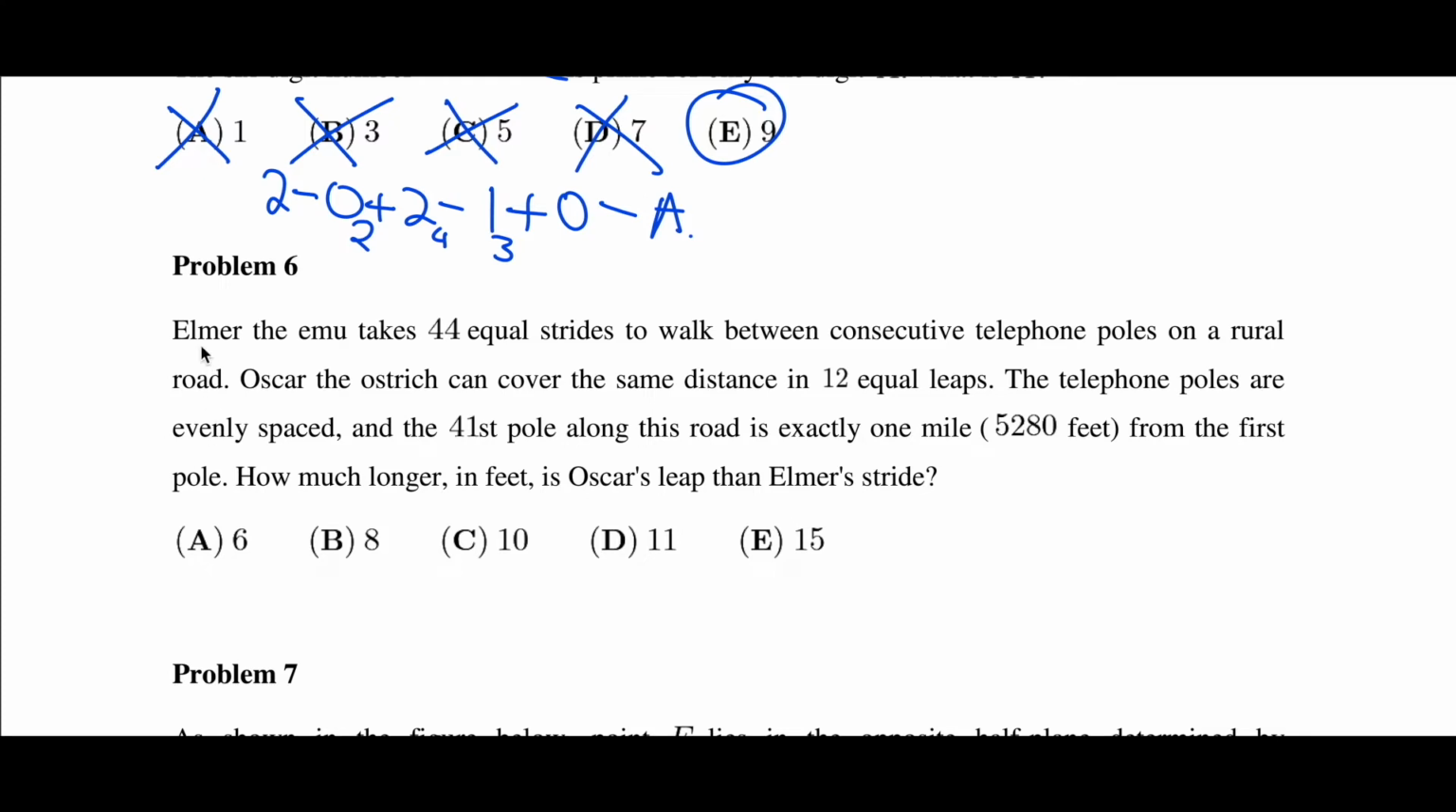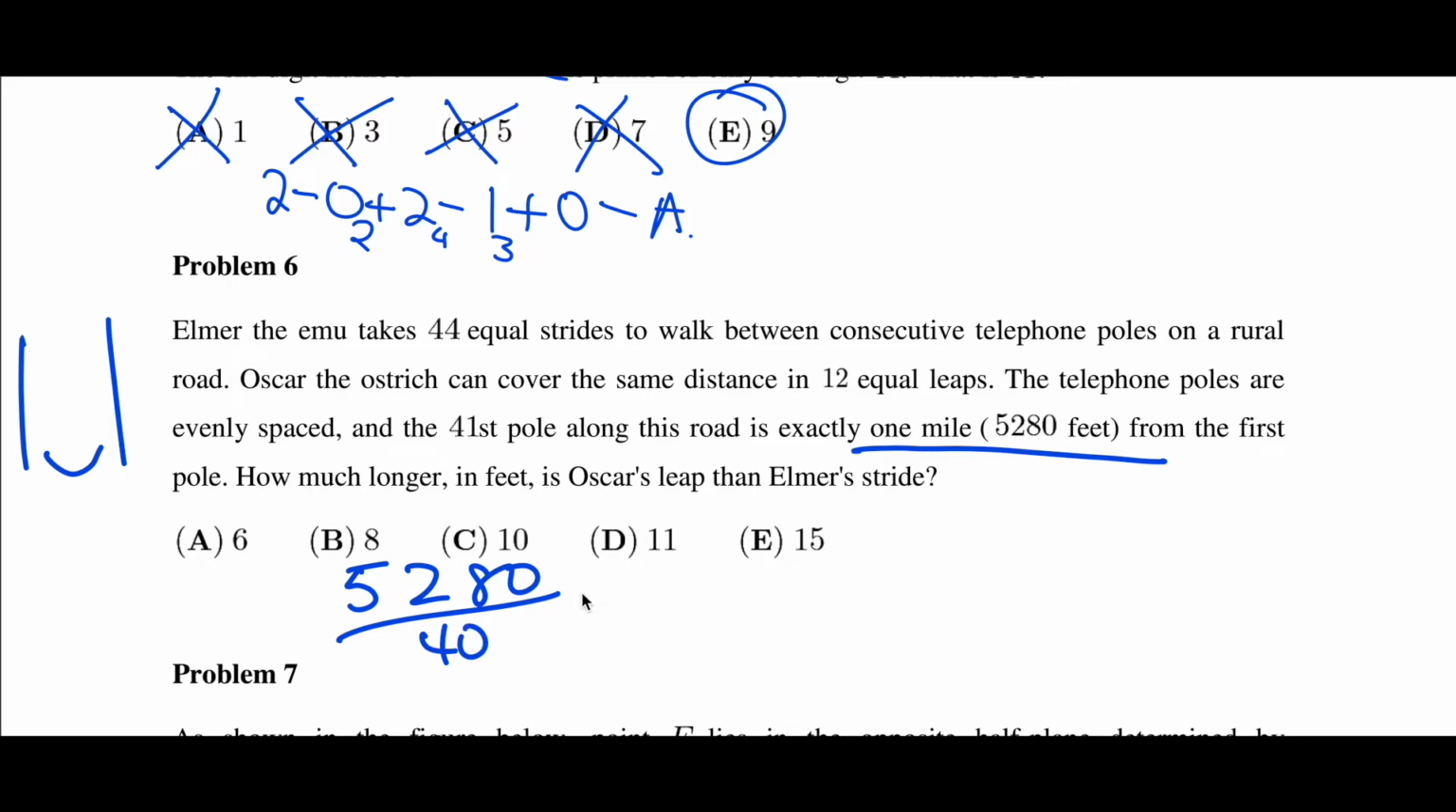Okay, now let's move on to problem 6. For this problem, we need to find the distance between two consecutive telephone poles, and that's our first step. From the first pole to the 41st pole, it's exactly 1 mile. And we know that there's 40 gaps from the first pole to the 41st pole. So we do 5,280 divided by 40, which is 132.